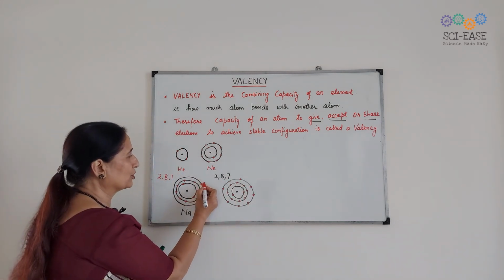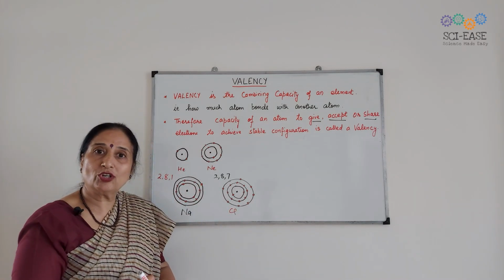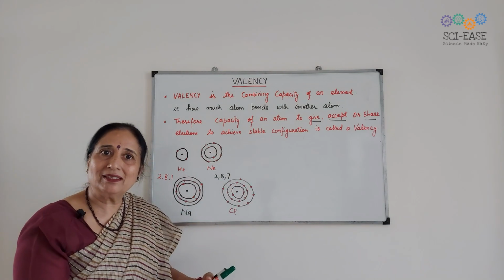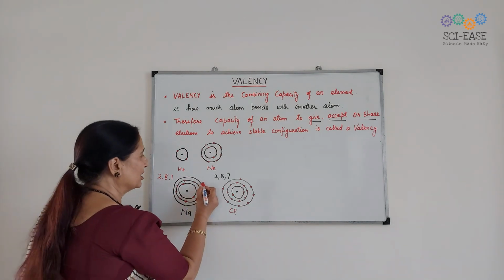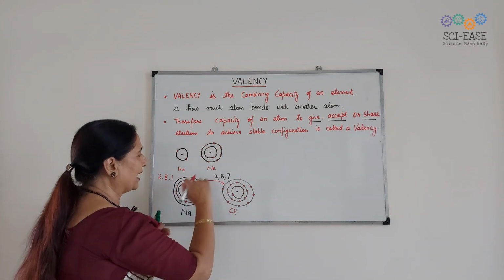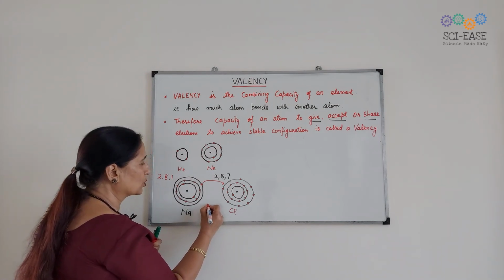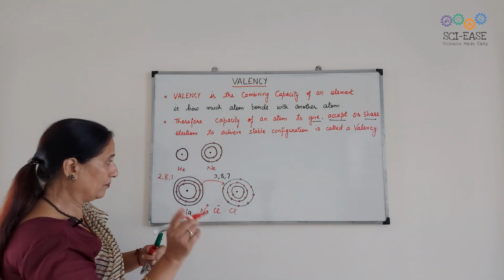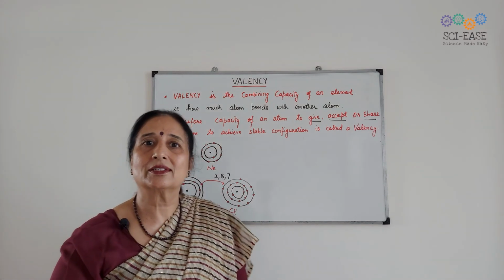So if sodium loses one electron and chlorine gains one electron, what will be the result? Both the atoms will be stable. So sodium will lose this electron, and chlorine will gain the electron. When it loses, it will acquire a +1 charge, and when chlorine gains 1 electron, it will acquire a negative charge.